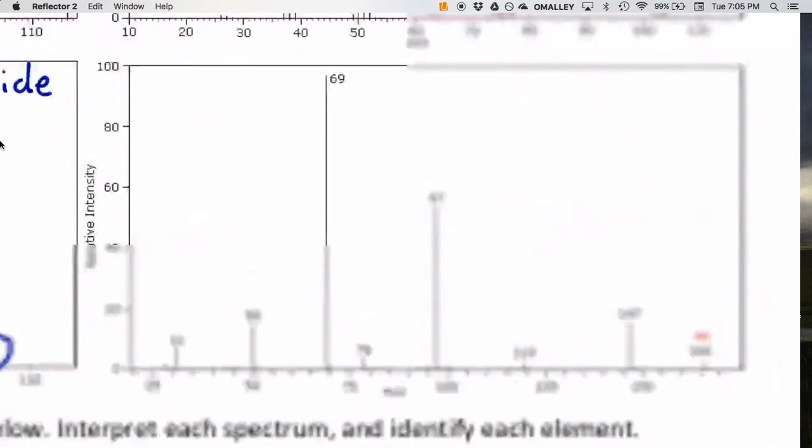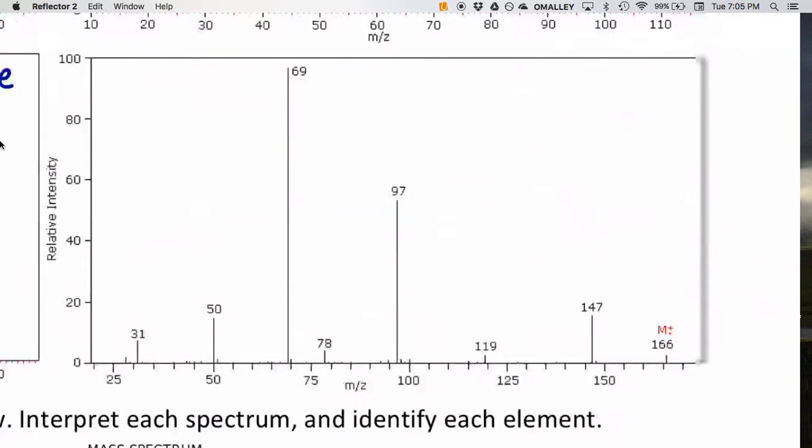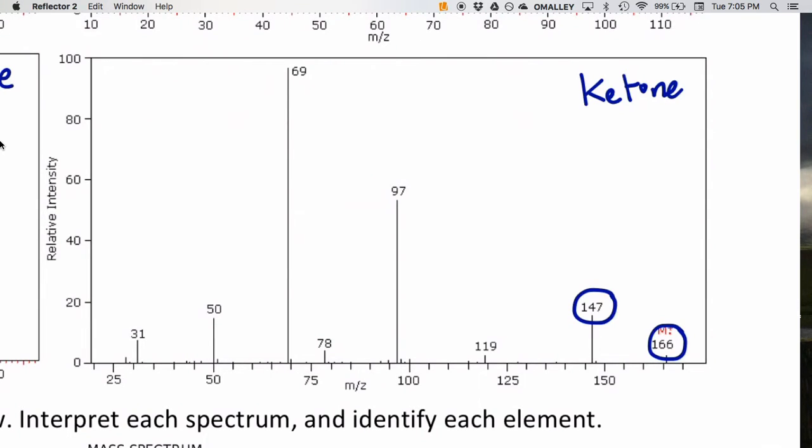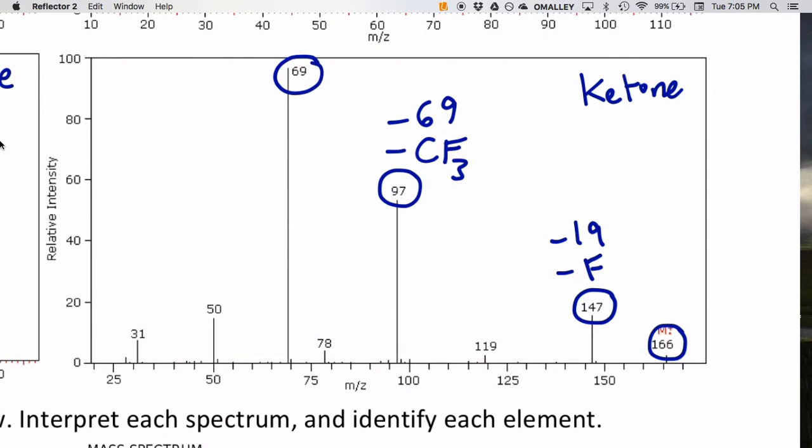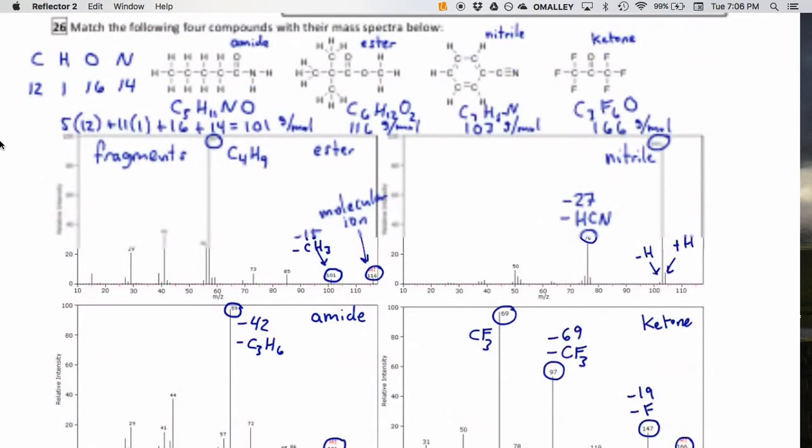That must mean the last one, with a molecular ion peak of 166, must be the ketone. And the 147 peak, the fragment would be a loss of 19. That's exactly 1 fluorine atom. Here at 97, that's a loss of 69, which would be the loss of a carbon and 3 fluorines. In fact, here is the peak of 69. So there's the fragment itself as one piece, and here's the other part of it when it's split in two. So there's a variety of fragments that can exist, and these are all useful ways of figuring out what the structure of something is.